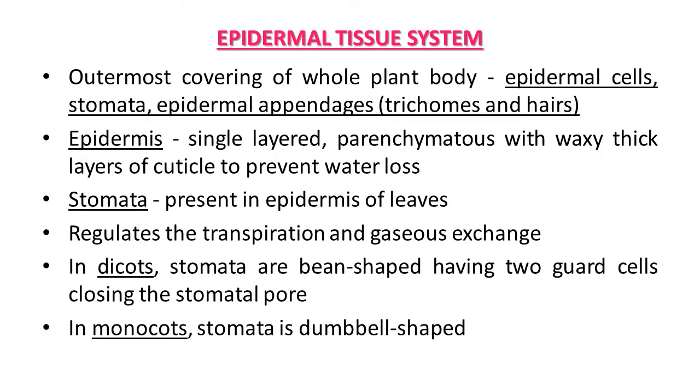First, the epidermal tissue system. This kind of tissue system is the outermost covering of the plant body. It consists of epidermal cells, stomata, and epidermal appendages like trichomes. It is present on the stem, as well as hairs like root hairs in the structure of the root.